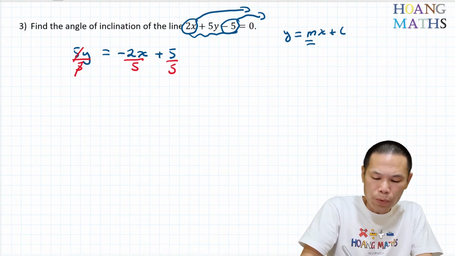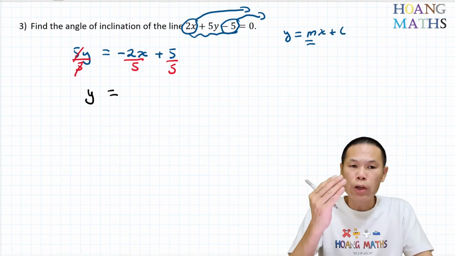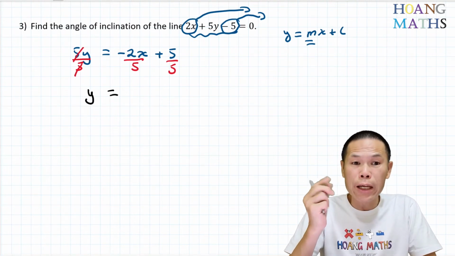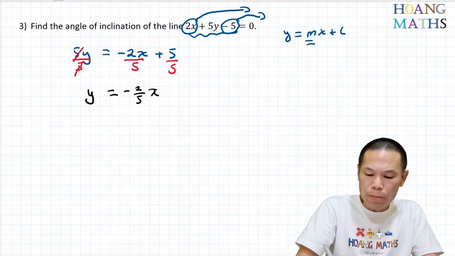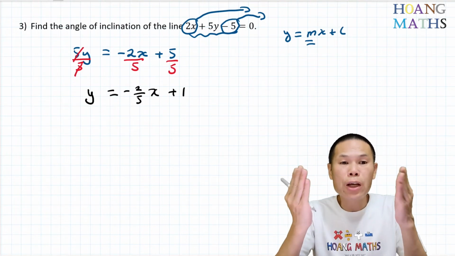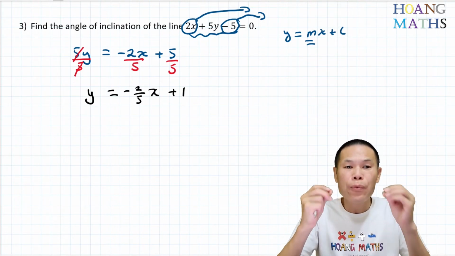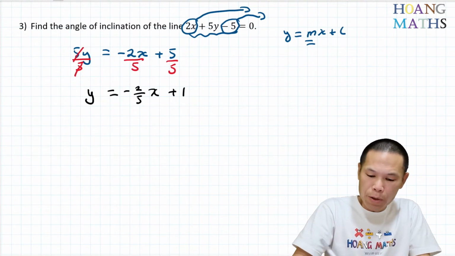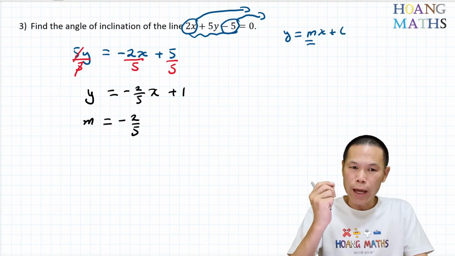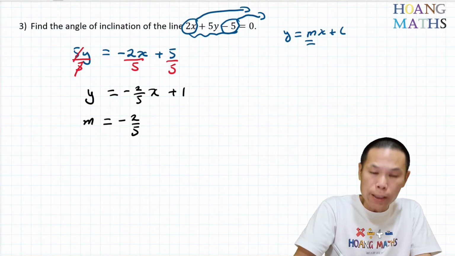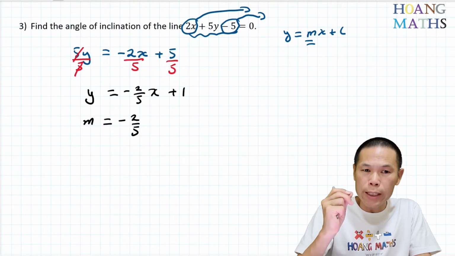So therefore, y is equal to, I can just write y equals mx plus c. That is exactly the same as negative 2/5 x plus 1. So there you go, now the gradient is negative 2/5. Let me write this down: the gradient of this is negative 2/5. We know the angle of inclination is obtuse, because the gradient is negative.